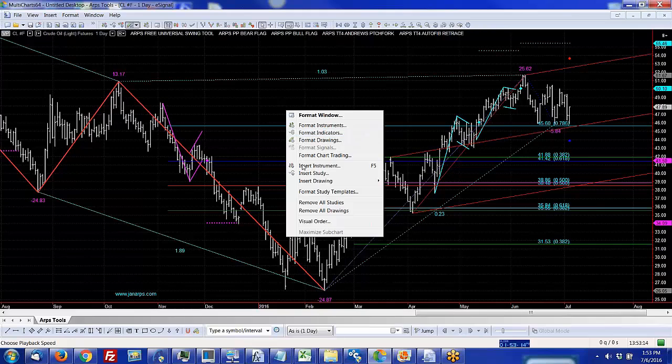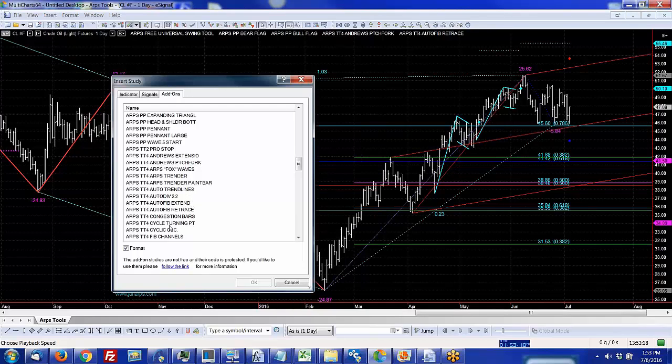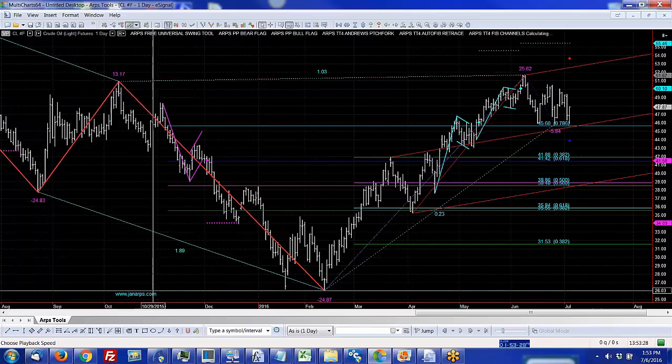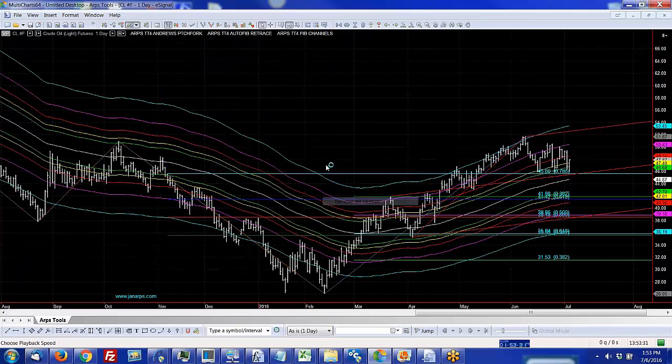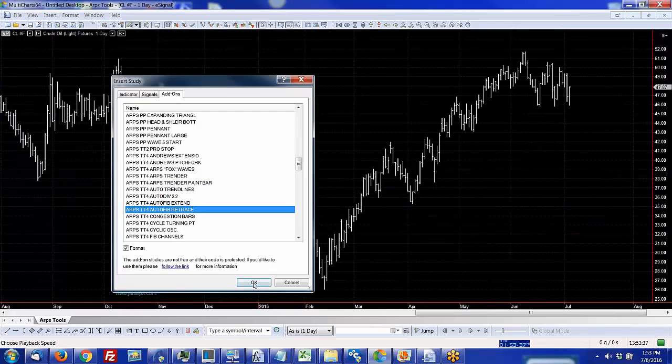Fibonacci level. A lot of other indicators in here you have access to if you subscribe to the Arps tools or if you purchase them. There are Fibonacci Channels. There's another common analysis that a lot of people like to use as a form of support and resistance.